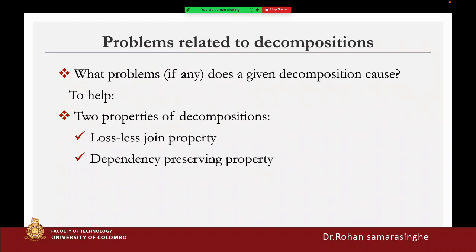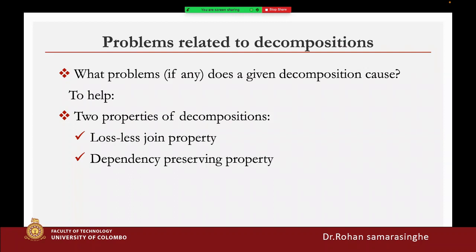So the problem related to decomposition: when we decompose these relations, in lesson 1 I did not mention this one, because in that lesson you have to understand how to decompose. Today's lecture, I'm going to explain what you have to see while you decompose this table into multiple tables. What problem, if any, does a given decomposition cause?